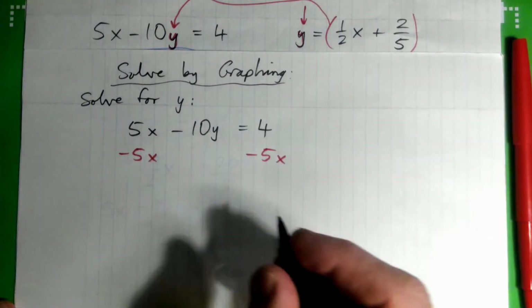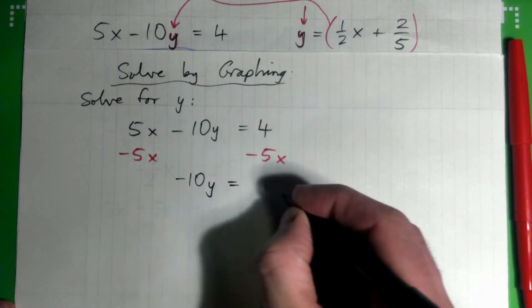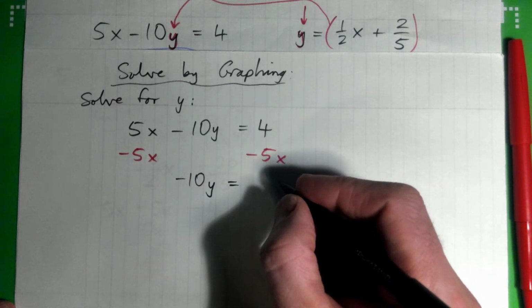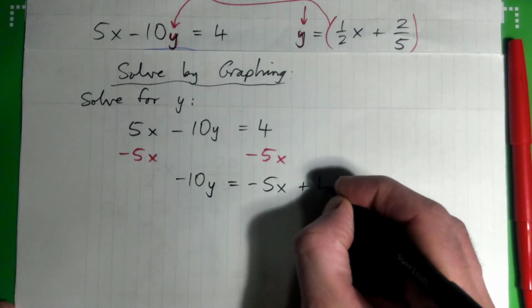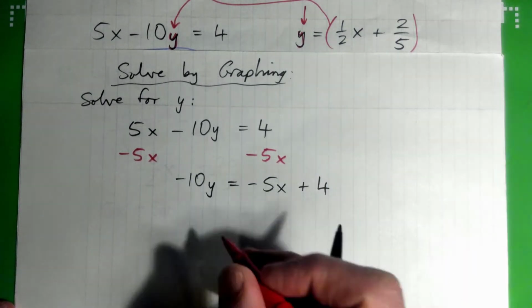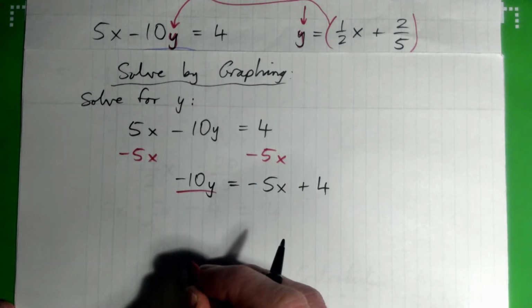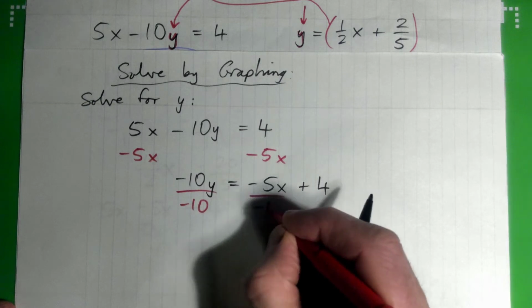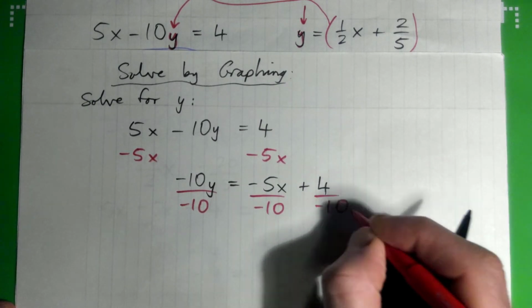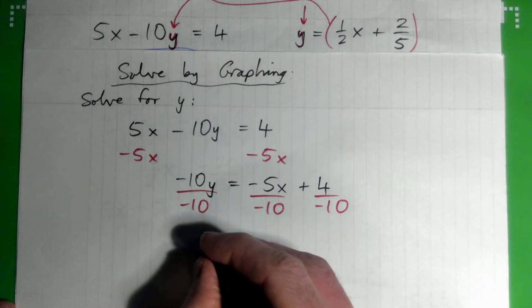Okay, and we're left with what? Minus 10y equals minus 5x plus 4. Yep. And now to get y on its own, we need to divide by negative 10. So divide everything by negative 10. All of the terms by negative 10, right? So what will we get?